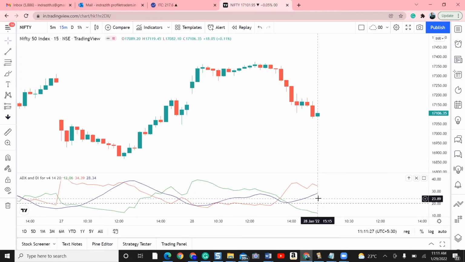And if you are a straddle or strangle seller, then it is very easy. You can do it if the ADX line is below 20, because then there is a high probability of sideways. You can carry the trade until the ADX line stays below 20, isn't it? So this is how you can make use of the ADX indicator.